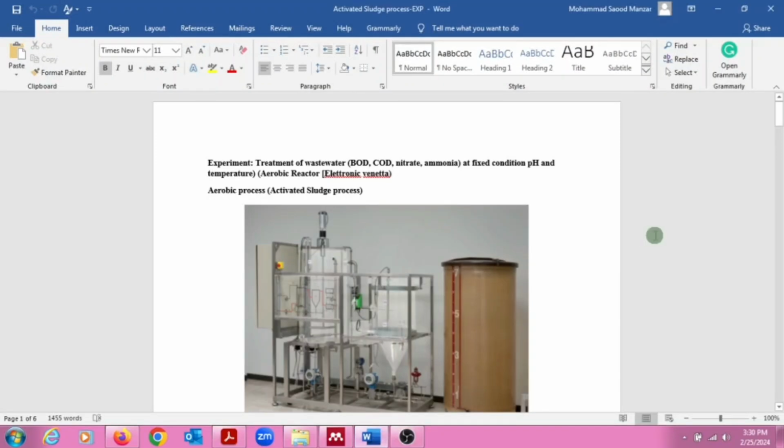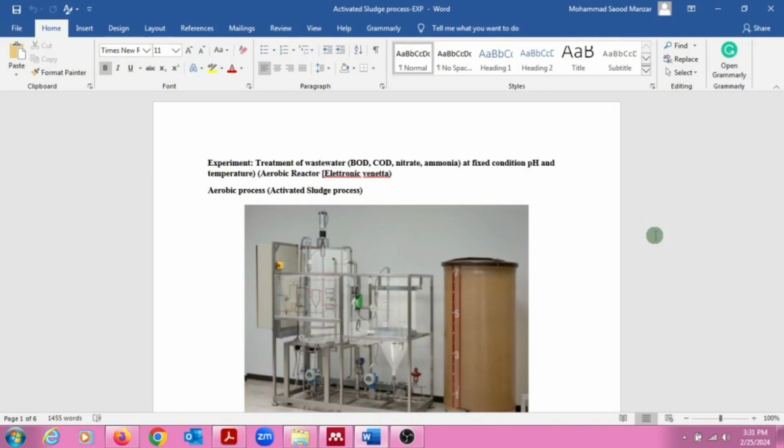We will do a brief discussion about the activated sludge treatment pilot plant. We have a variety of names. You can call it sewage sludge treatment pilot plant, activated sludge sewage treatment pilot plant, or aerobic sludge treatment pilot plant.